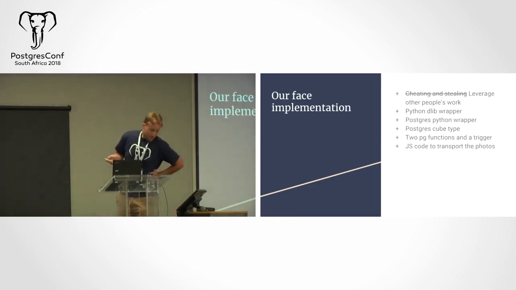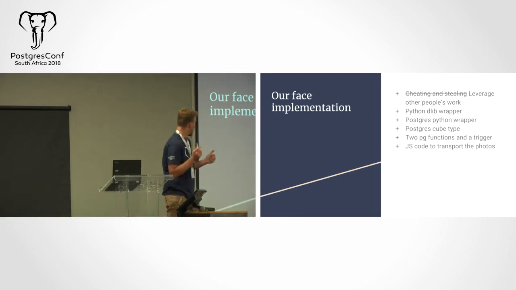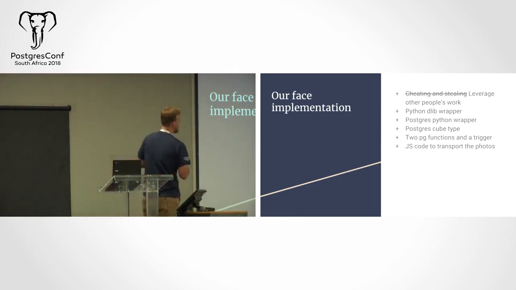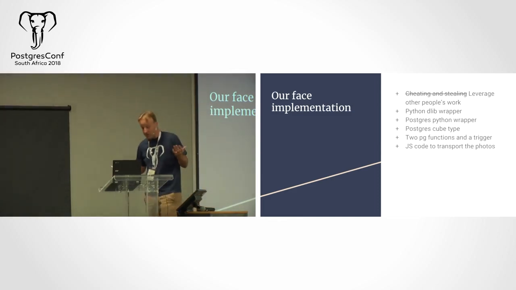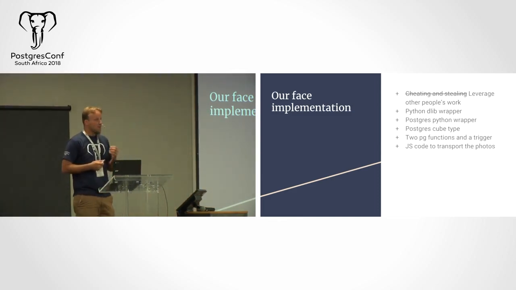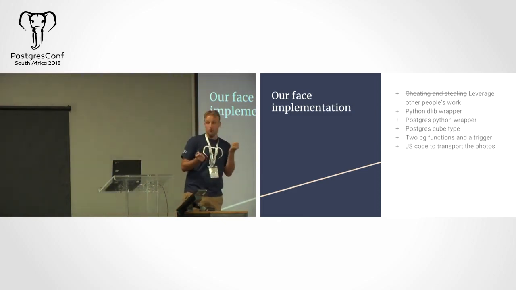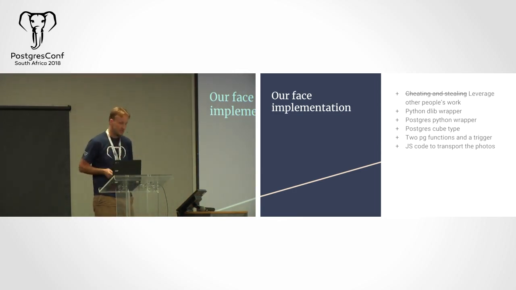Okay, so how did we do our face implementation? We started off with a Python dlib wrapper. We took one of those fun little pre-trained neural nets. We put the Python inside the Postgres wrapper, and then we use the cube type. The cube type will take a vector, pretty much an array of, say, 128 values that represents a face, and it'll give you a distance metric. And that is effectively what we need to be able to do to compare those faces. We compare the Euclidean distance between those two sets of vectors.